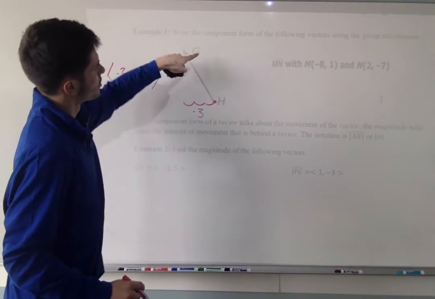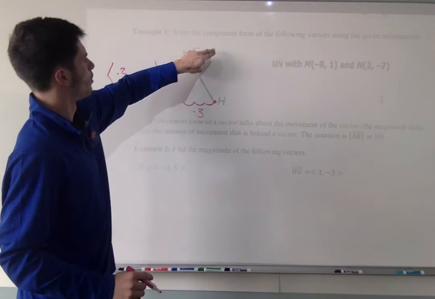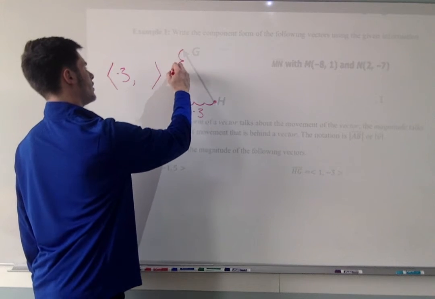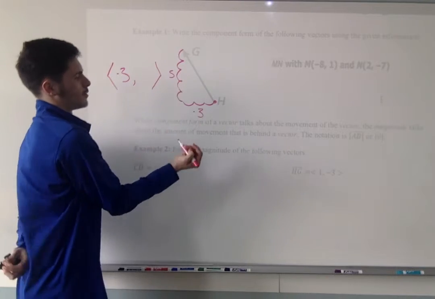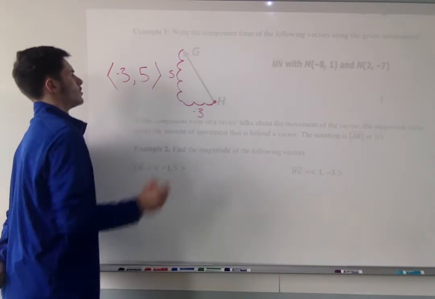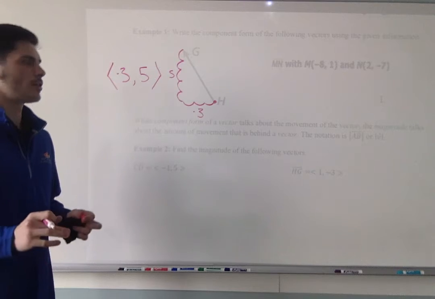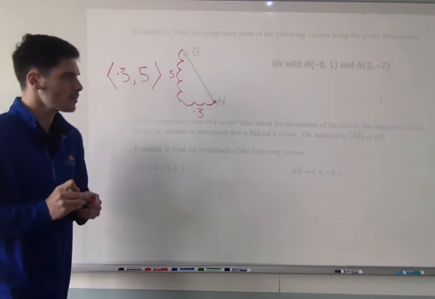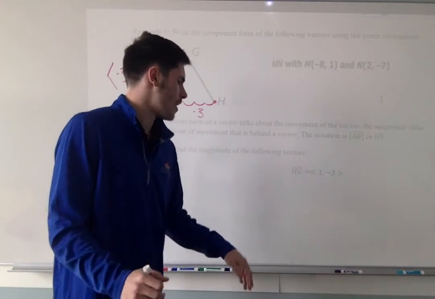And when we travel from H to G, we go 1, 2, 3, 4, 5 units upward. 1, 2, 3, 4, 5. And that's going to be positive because we move up. And so our component form of vector HG is simply going to be <-3, 5>. So let's think about this when we don't have a graph.